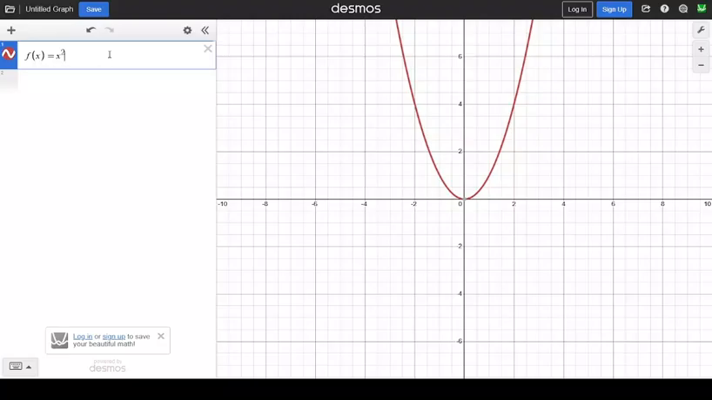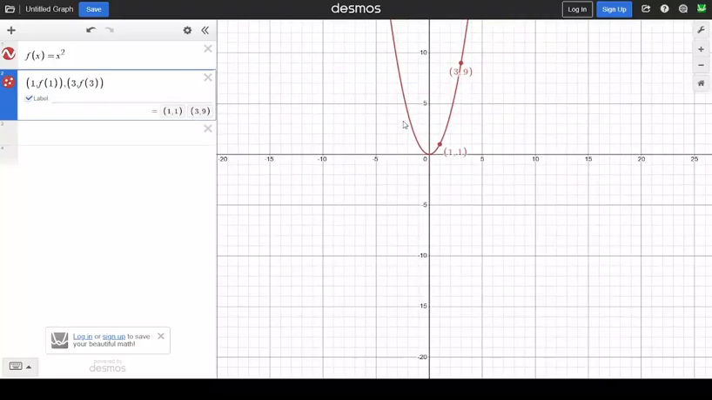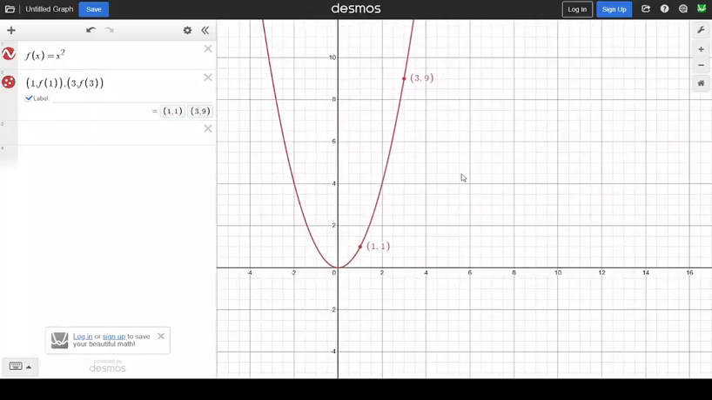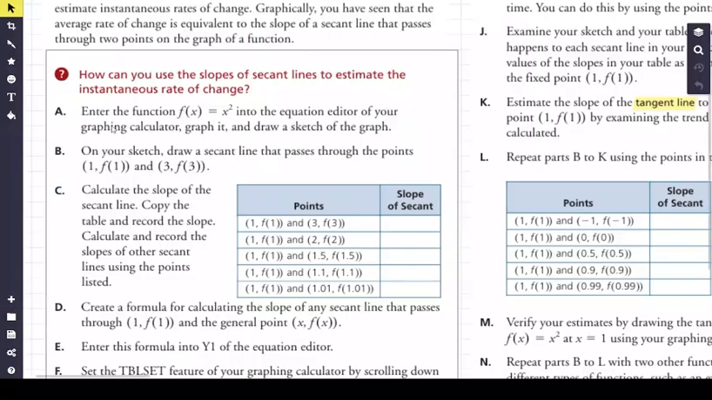So we're going to be drawing a secant line. Specifically, we're going to have a set of dots: 1, f of 1, label that, and 3, f of 3. So we have these 2 points. We can't really connect them with a line, which is kind of bad, but that's fine. Anyways, let's calculate the slope of the secant line.